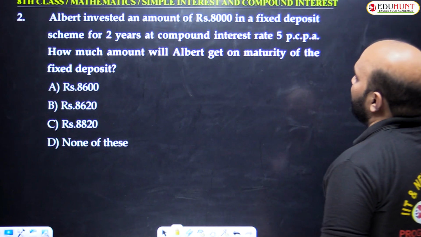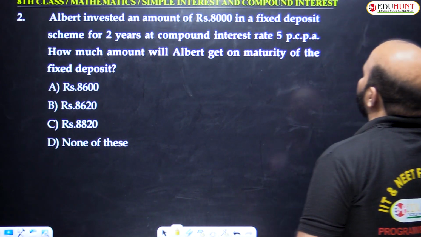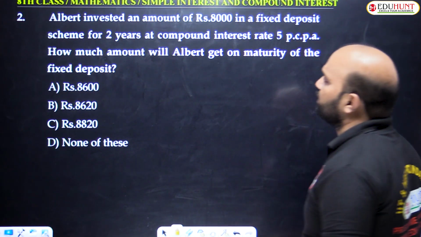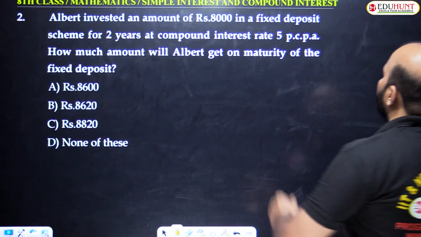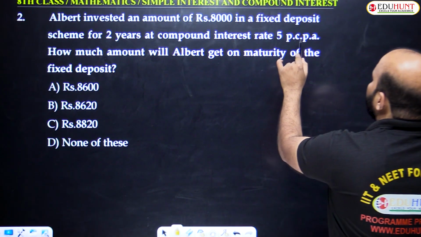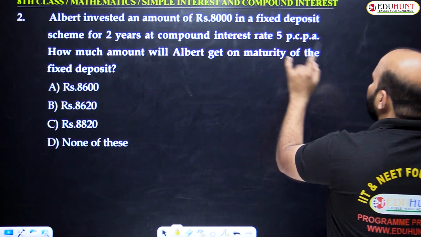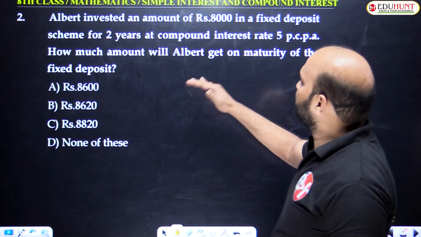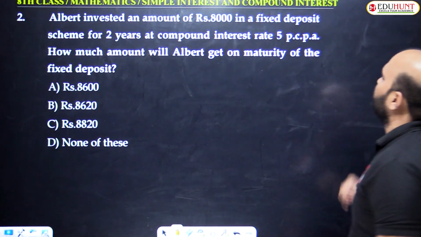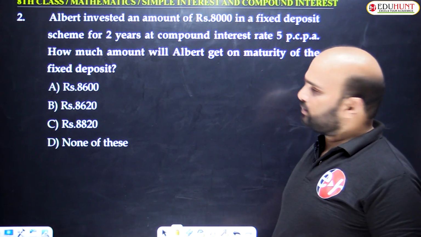Albert invested an amount of 8,000 rupees in a fixed deposit scheme for 2 years at compound interest rate 5% per annum. P.C.P.A. is nothing but percentage per annum. How much amount will Albert get on maturity of the fixed deposit?